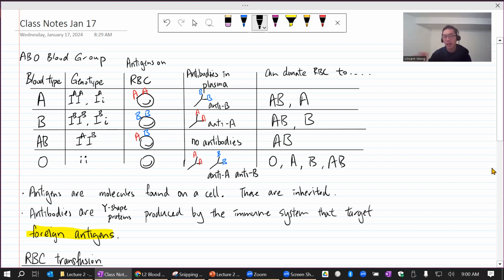But you cannot change your blood type by receiving a blood transfusion. It's only when you have a different bone marrow. Does that make any sense? Yes. Yeah.